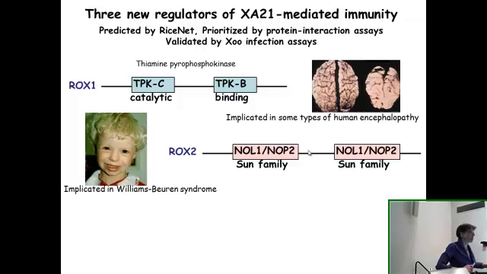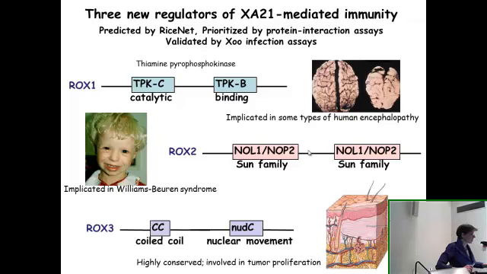It's been implicated in a developmental disorder. And ROX3 is involved in a NUDC type protein, which has been shown to be important for tumor proliferation. So this kind of research brings together new knowledge about the plant immune response, but also we believe that we can use this knowledge to identify genes that also may be important for the fly or mouse responses.